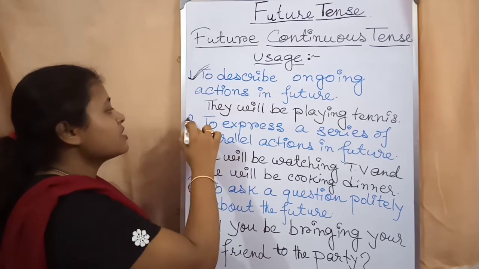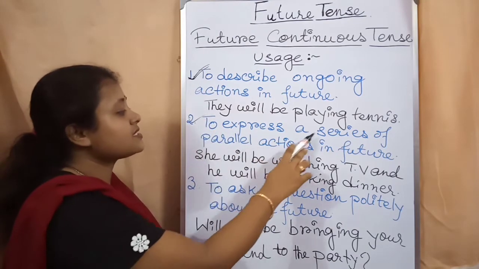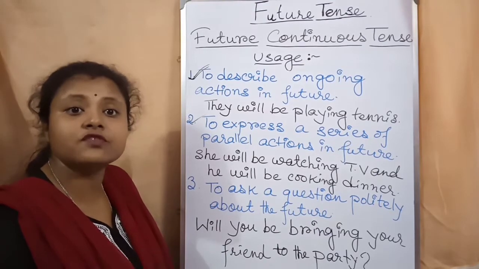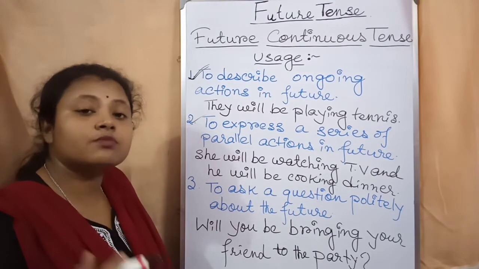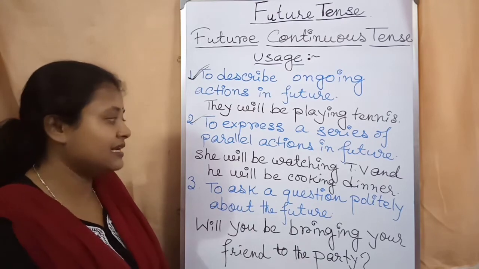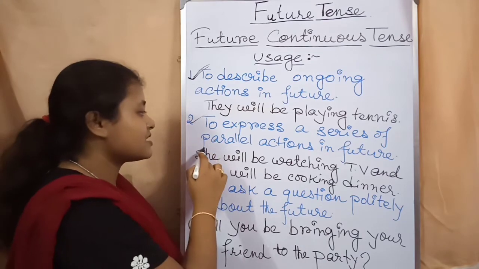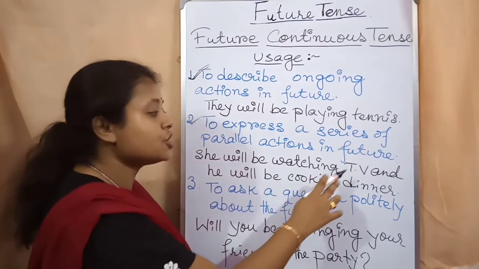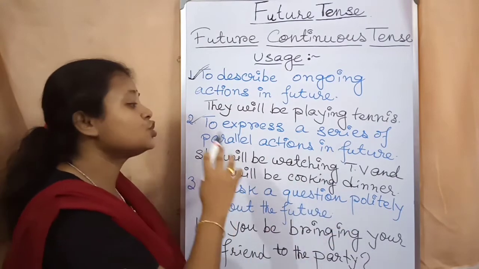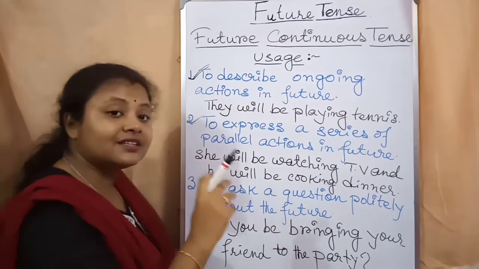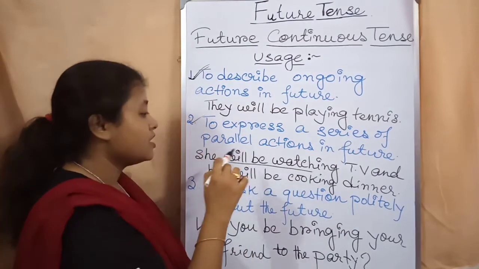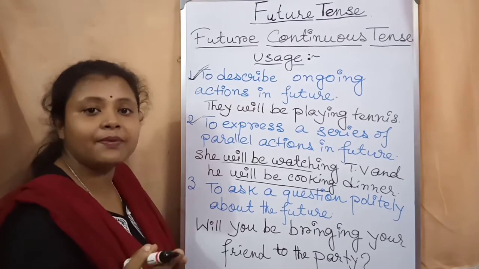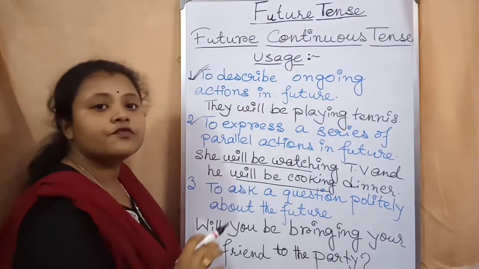Okay, now come to the second point. To express a series of parallel actions in future. A series of actions will take place in future at the same time. Two actions or more than two actions will take place simultaneously, parallelly, in future. So that is why in these sentences we use the future continuous tense. For example, she will be watching TV and he will be cooking dinner. Here two parallel actions are referred to. What are the two parallel actions? She will be watching TV and he will be cooking dinner. So these are the two parallel actions that will happen in future. That is why we have used future continuous tense here.